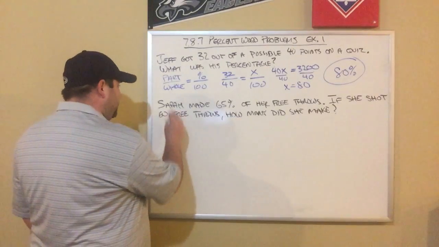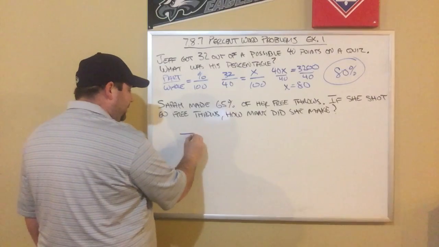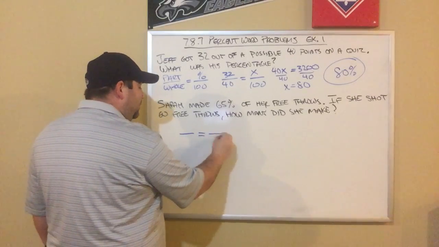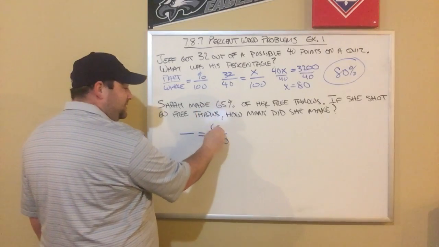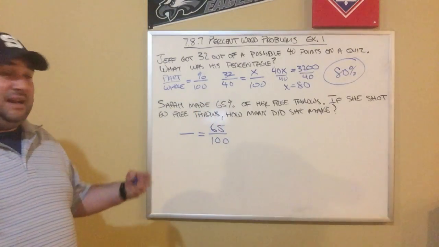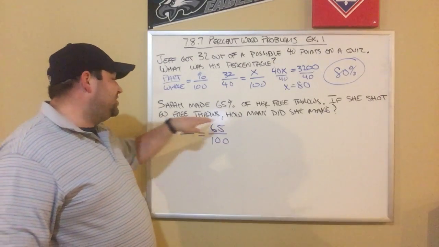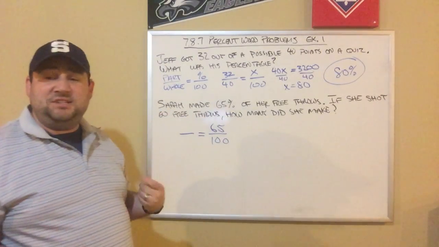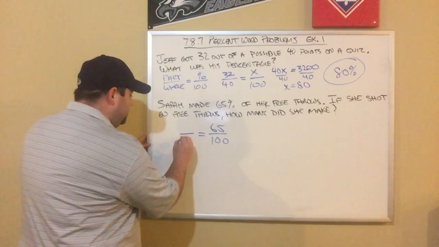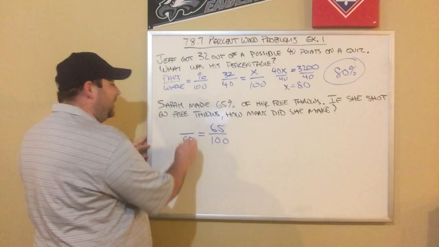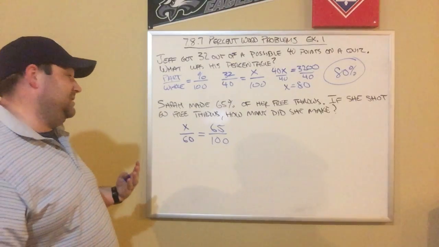So, again, we're going to use that same formula, part over whole equals percent over 100. I'm not going to write it again. But we're going to use that same formula because we know some of that information. This time we know her percentage. It was 65%. So I put that in the percent spot of the formula. Then I'm going to look. So she shot 60 free throws. How many did she make? 60 is the whole. That's the whole amount of free throws she shot. So I'm going to put a 60 there. How many did she make? That's the part. I don't know that. That's going to be the X this time.